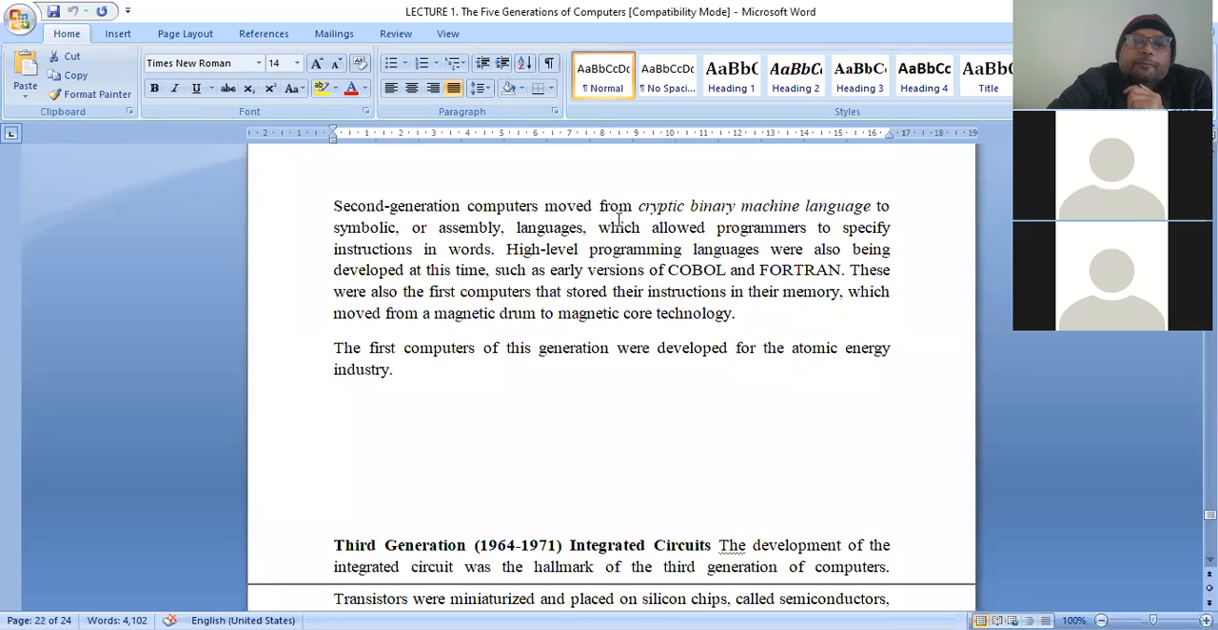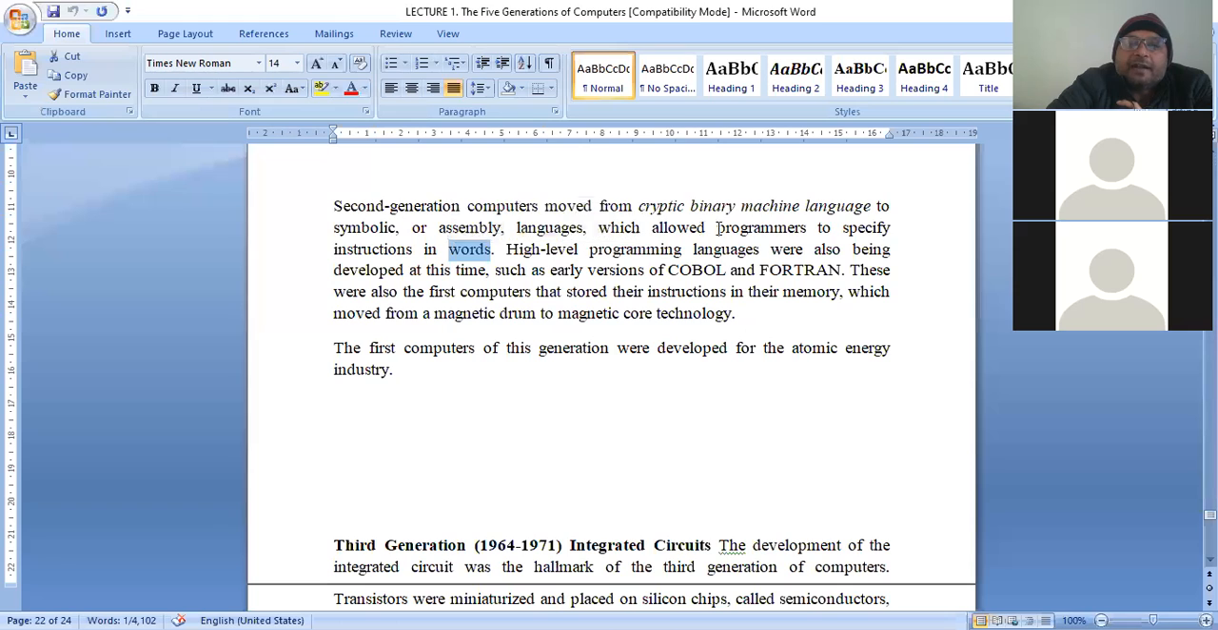So the second generation computer moved away from the cryptic binary machine language. That means the first generation computer depended on machine language. If we wanted to communicate something, we had to communicate by using machine language. Then in the second generation, they moved from machine language to symbolic or assembly language, which allowed the programmer to specify instructions. Before, the computer was using purely machine language, in the form of 0 and 1, and we had to do all the programming that way.